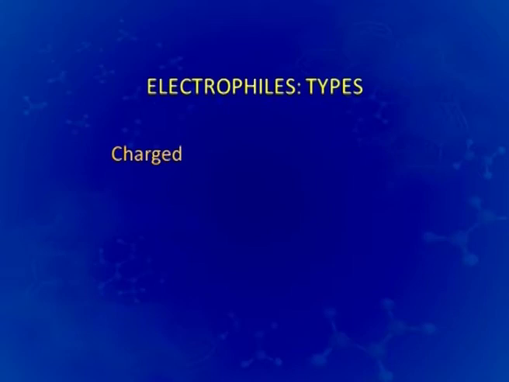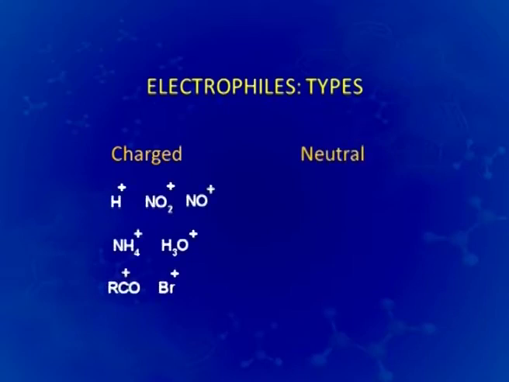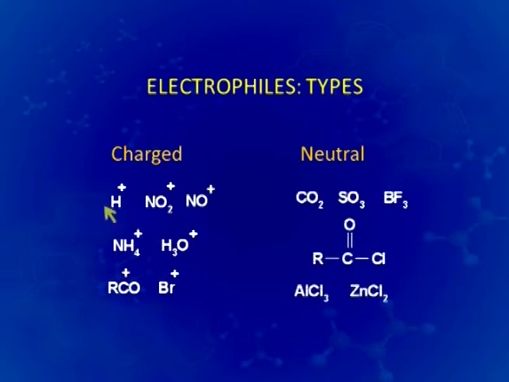Similar to the nucleophiles, even for electrophiles we have charged and neutral species. In charged we have a number of examples: nitronium ion, nitrosonium, ammonium, hydronium, acylium, and the bromonium ion also. Their neutral counterparts are CO2, SO3, BF3, or acyl chloride, aluminium chloride and zinc chloride, which are also very well known Lewis acids.